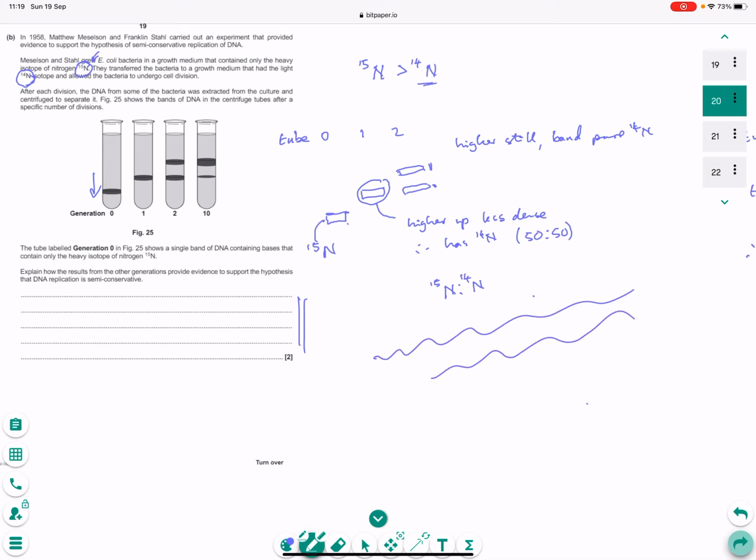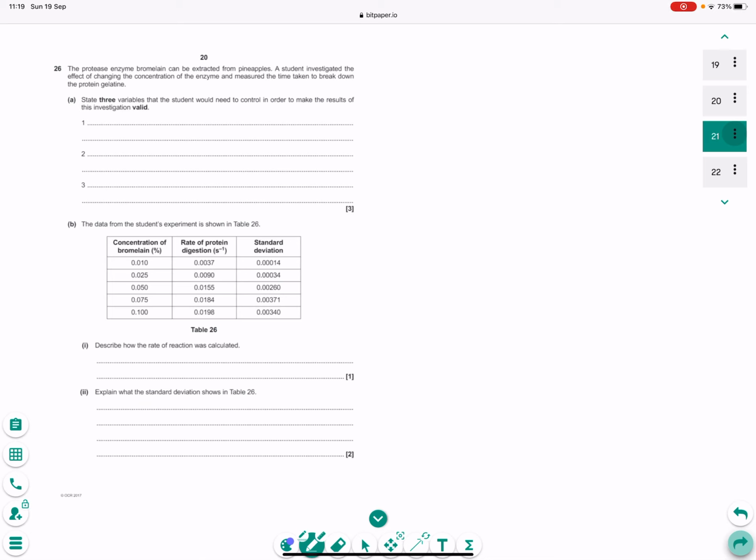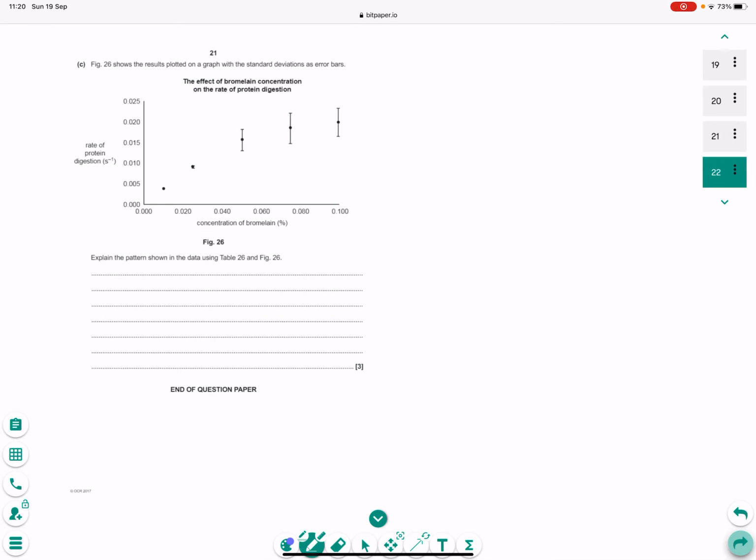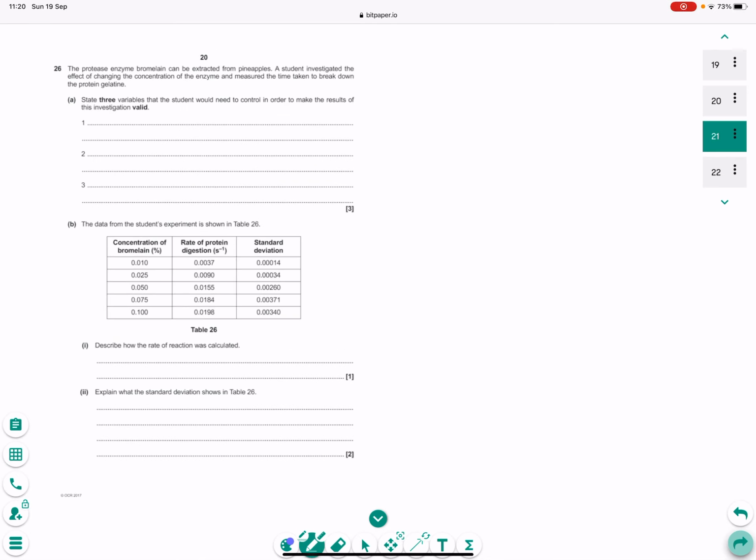Draw a diagram and then put it into words. Sorry, I'm just trying to keep it short, that's all. This is the last question, thank God. Right, okay.